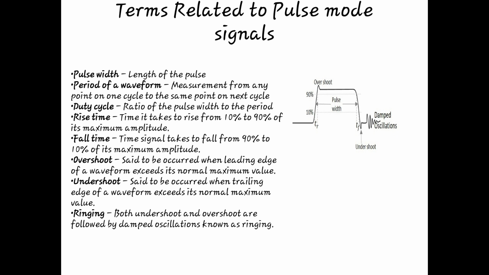Overshoot is said to occur when the leading edge of a waveform exceeds the normal maximum value. Similarly, undershoot is said to occur when the trailing edge of the waveform exceeds the normal maximum value. And last is ringing. Both overshoot and undershoot followed by damped oscillations are known as ringing. The circuit with the different terms related to pulse is shown here.